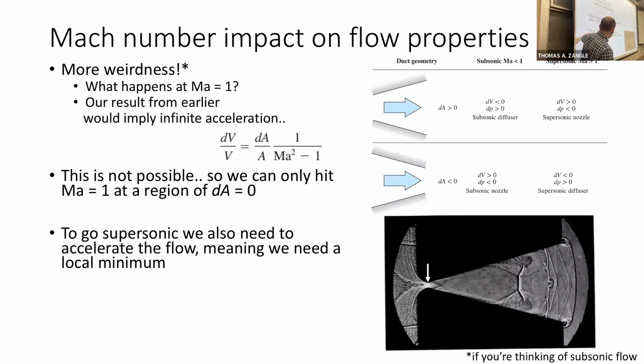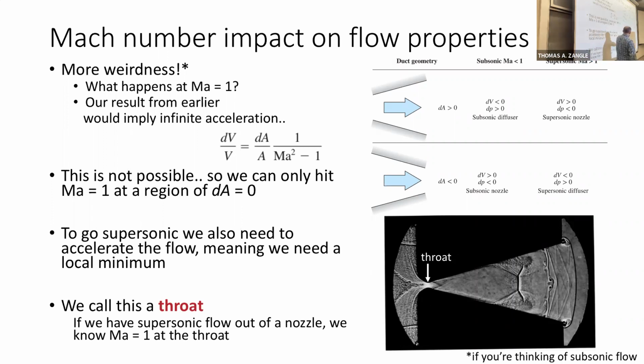So to go supersonic, we need to accelerate the flow, meaning we need to have a local minimum, right? So a consequence of this we just talked through, but stated another way, is that if we ever want to make the flow supersonic, we need to go through some kind of a local minimum area. And we call this the throat. This minimum area where we have dA equal to 0, some local minimum, we call that location the throat. So we know that if we have supersonic flow out of a nozzle, then Mach number was equal to 1 at the throat, at this point where dA was equal to 0.